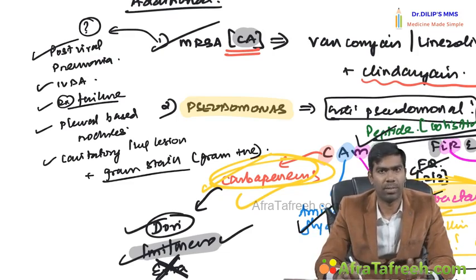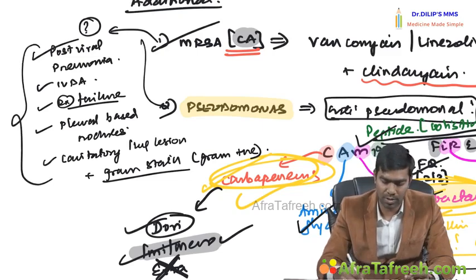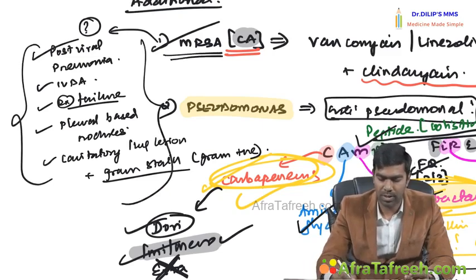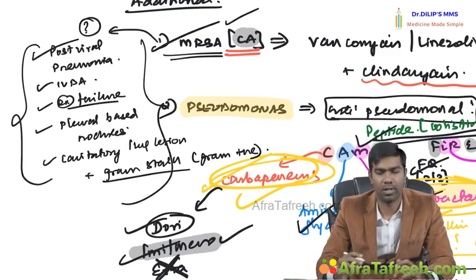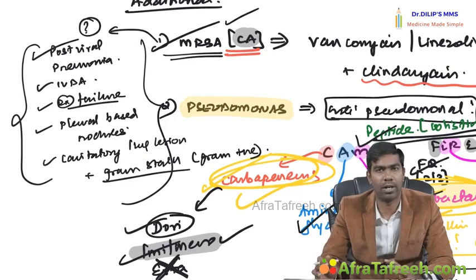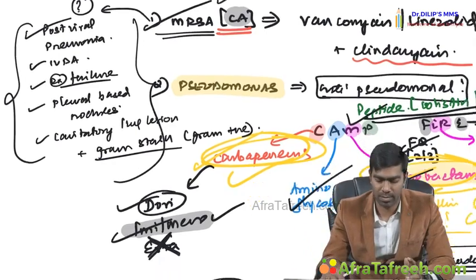Clear? I think Gram-positive cocci in clusters is what points to Staph aureus. So if you have any of these things, then you can suspect community-acquired MRSA. Then you can add vancomycin or linezolid with clindamycin to the existing regimen.